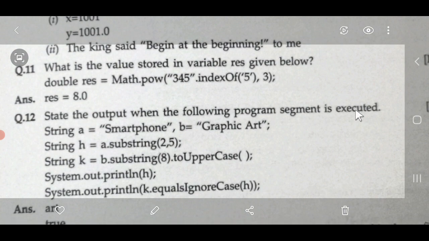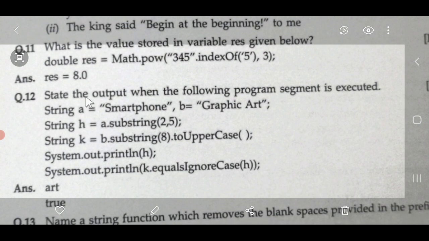After that, students, what is the value stored in the variable res given below? res equals Math.pow, with the index of 5 in 345, comma 3. Because the index of 5 is here 0 1 2, 2 will be there, comma 3, so 2 to the power 3, that will be 8.0. So the result is 8.0, 2 cube. It is going to print 2 cube.